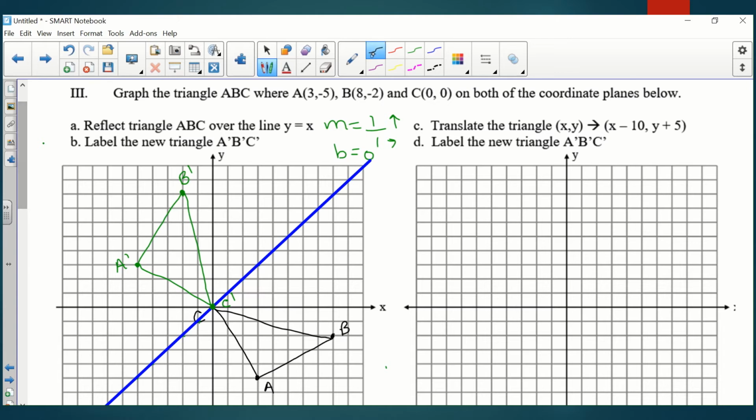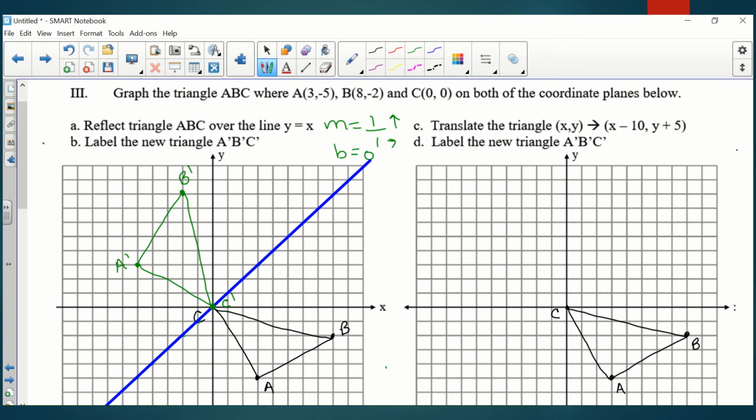Okay, so let's once again work with this triangle ABC. We're going to graph it first at 3, negative 5. Here's A. B is at 8, negative 2, located here. And then C is once again at the origin. Okay, so connecting my points here. Okay, so we have this triangle, and now what we're going to do is we're going to translate it.